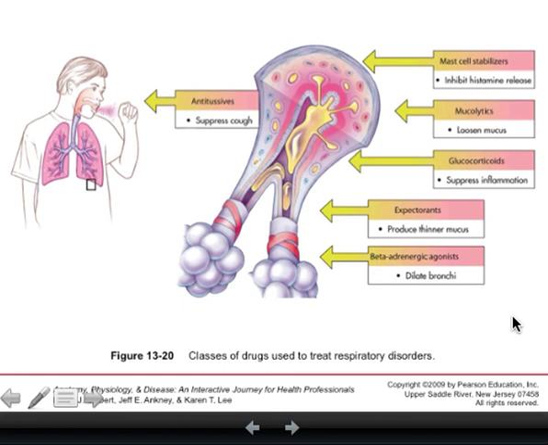And then finally, beta-adrenergic agonists dilate the bronchi, and this allows more air to get into the lungs with each breath, reduces airway resistance, makes it easier for you to breathe, and allows you to exchange more effectively oxygen for CO2. Okay, so that brings us to the end of this particular chapter. That's the end of chapter 13.